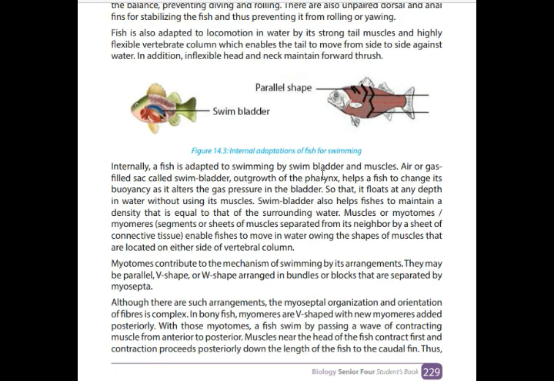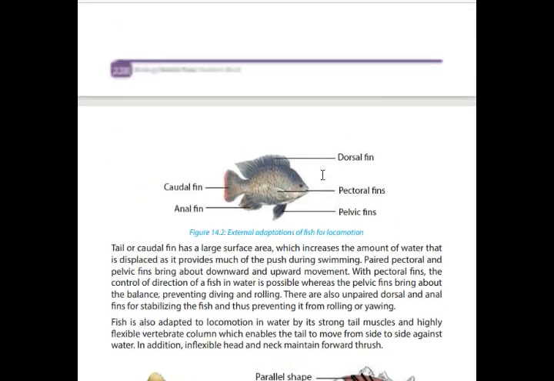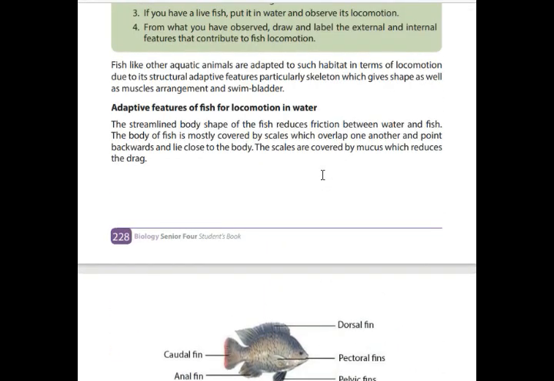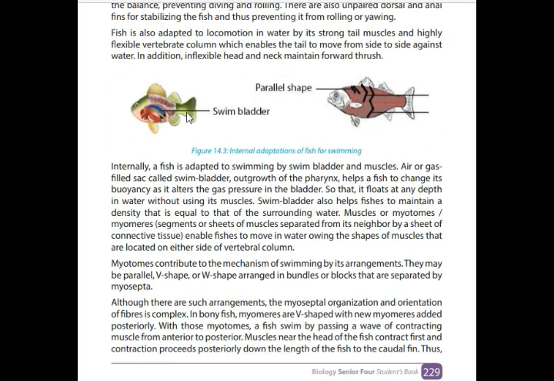The swim bladder also helps fishes to maintain a density that is equal to that of the surrounding water. It has first the role of changing its buoyancy, and then also maintaining the density equal to that of the surrounding water.